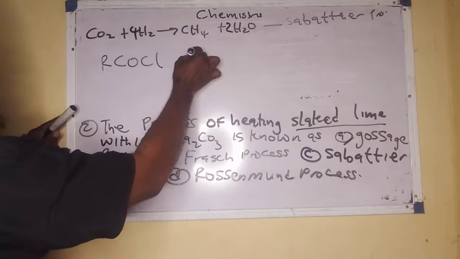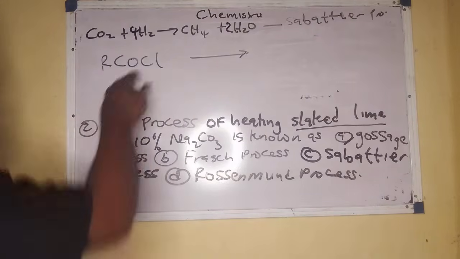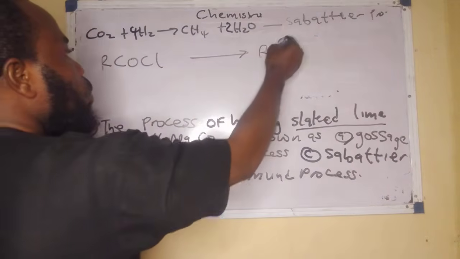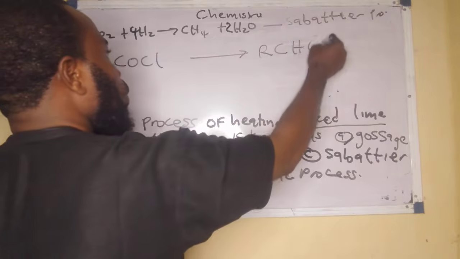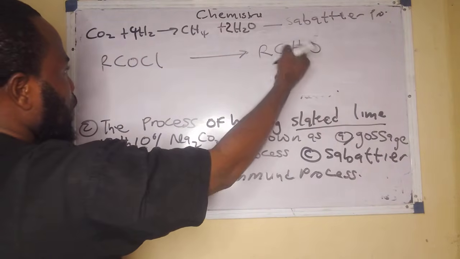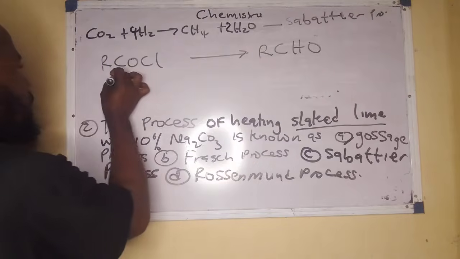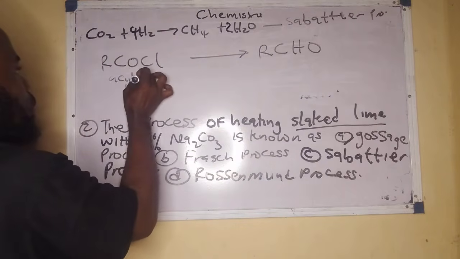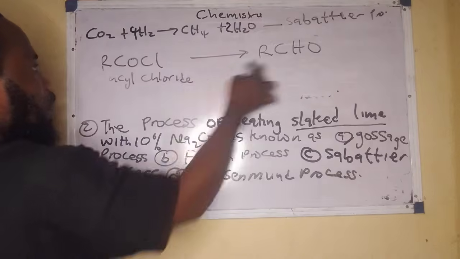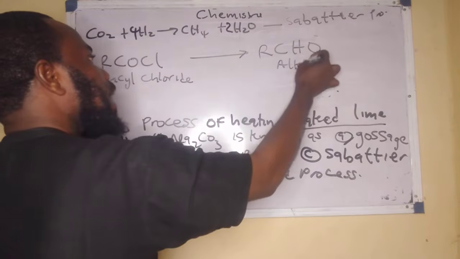We have RCOCl. If I decide to reduce this compound, what will I get? I will have RCHO. Now I'm removing chlorine, and of course I'm adding what? Hydrogen. So this is an acyl compound. This is an acyl, let me be specific, acyl chloride, while this one of course is an alkanal.